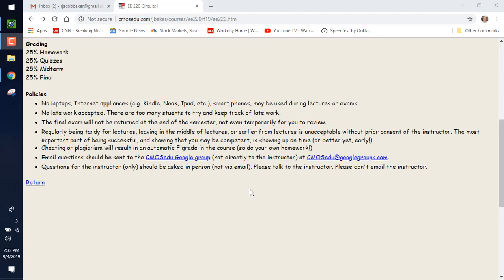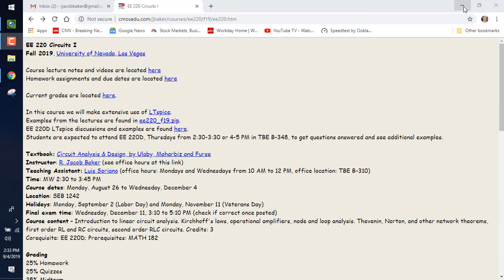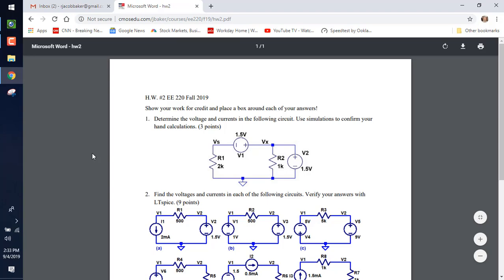All right, so I assume there are questions about current sources, which we'll cover. But before I do that, are there any questions on anything else? Any other parts of the homework?